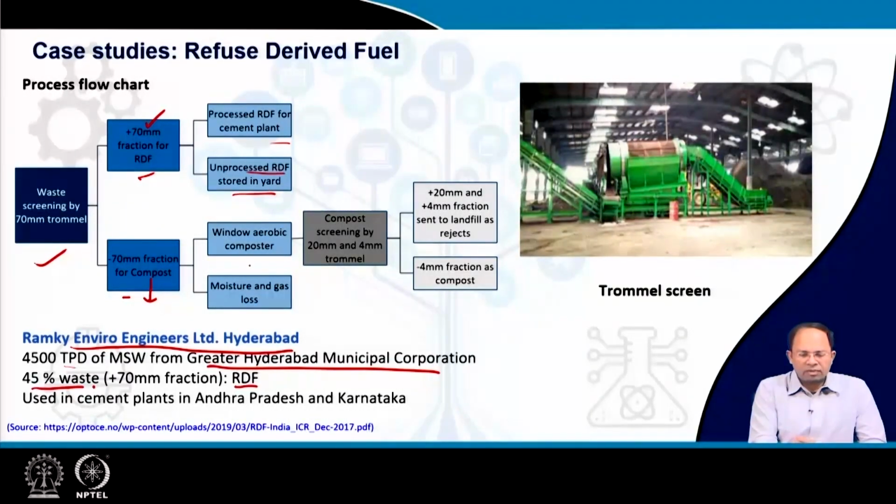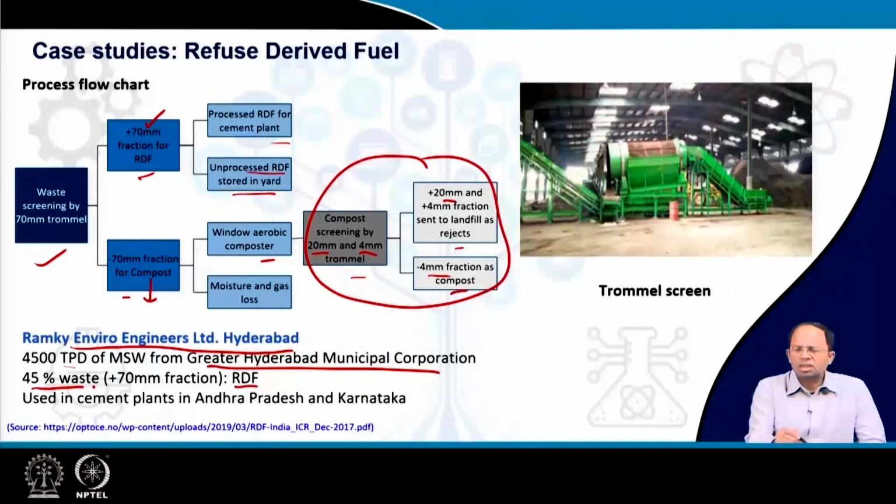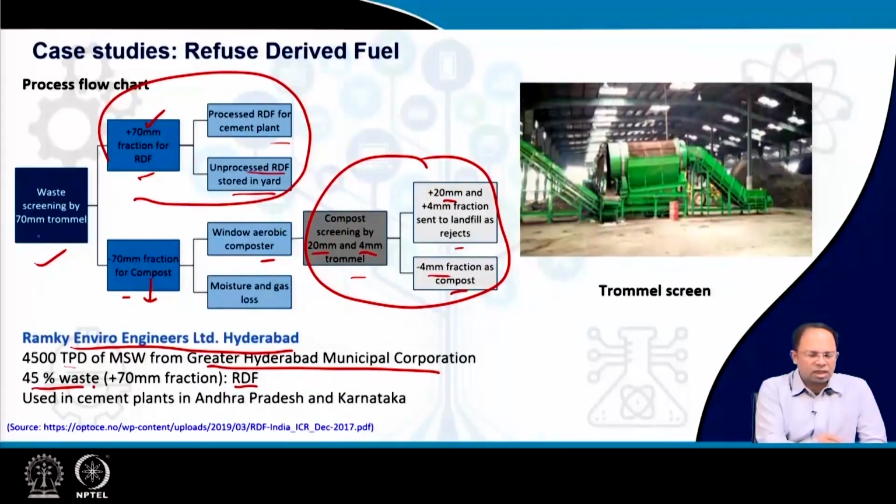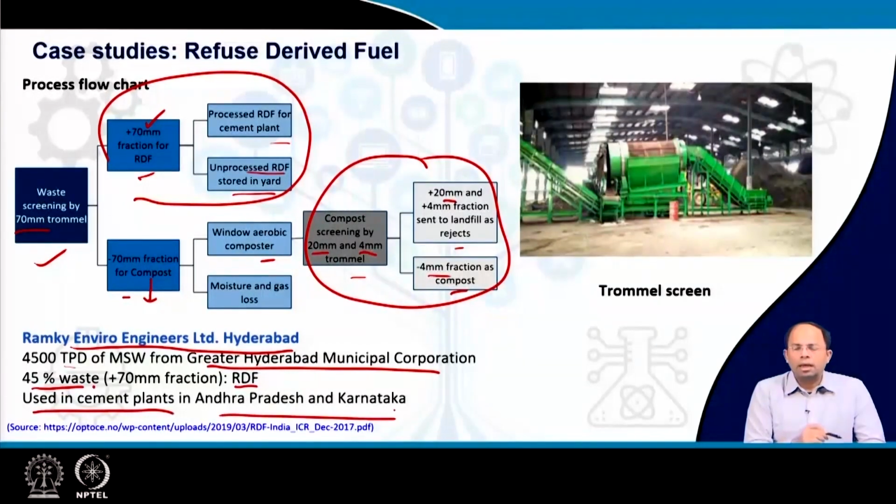The compost fraction went to a windrow aerobic composter, and some amount of moisture and gas was lost in the process. Then the compost was screened using 20 millimeter and 4 millimeter trommels. The 4 millimeter fraction became compost eventually. The 20 plus millimeter fraction and the 4 mm rejects were sent to the landfill. That's the standard composting process we have discussed earlier, but what we are interested in is that the initial segregation was done via the 70 millimeter trommel. Finally, the RDF produced was used in cement plants in Andhra Pradesh and Karnataka. There you can see the image of the trommel.